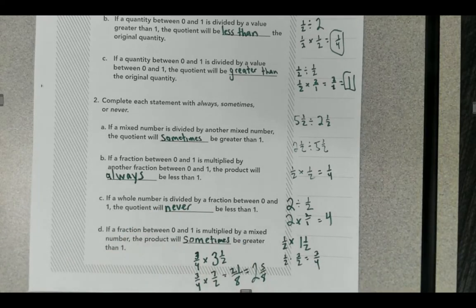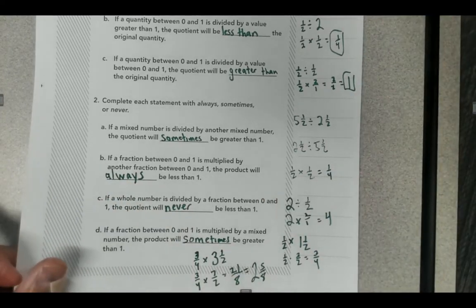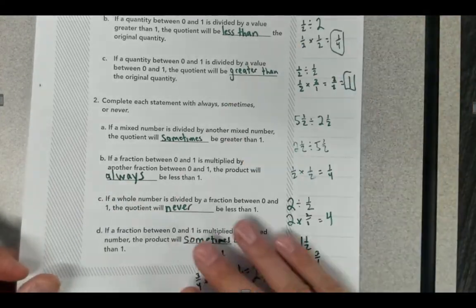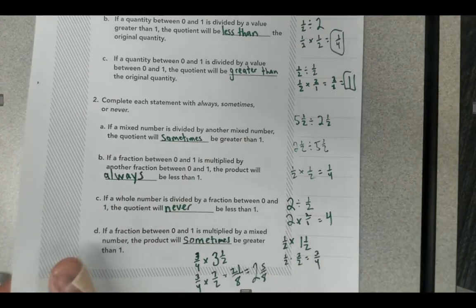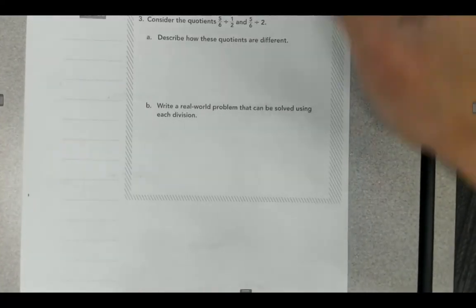So it is sometimes going to be greater than 1, and sometimes it will be less than 1. Okay, and so when I was trying to figure these out, I used number examples to prove if I was right or wrong for each of these. So I should write these down along with the greater than, less than, as well as the sometimes, always, never. Okay, I want to have proof of these.